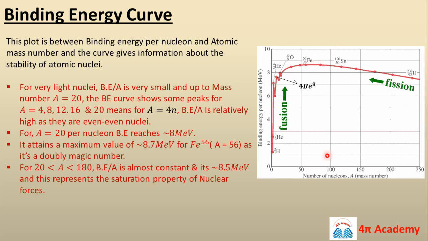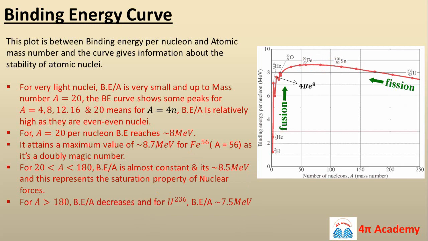If you move further, you see that for mass numbers between 20 and 180, the value of binding energy per nucleon is nearly constant from here to here. The graph, this line, is nearly constant, and it shows a value of nearly 8.5 million electron volt. So in this way this property corresponds to the saturation property of nuclear forces.